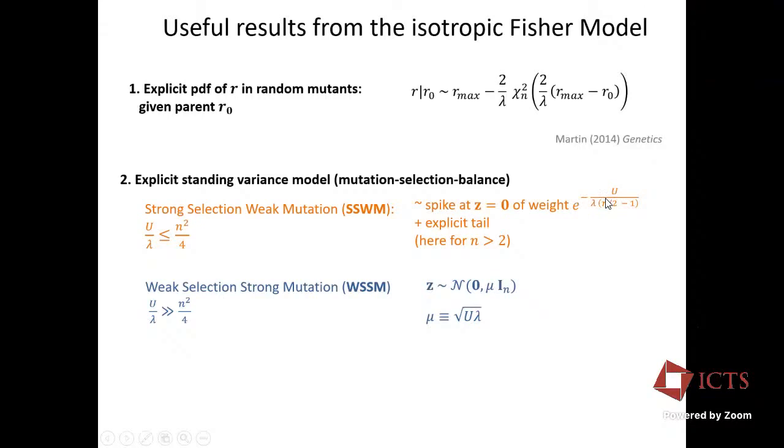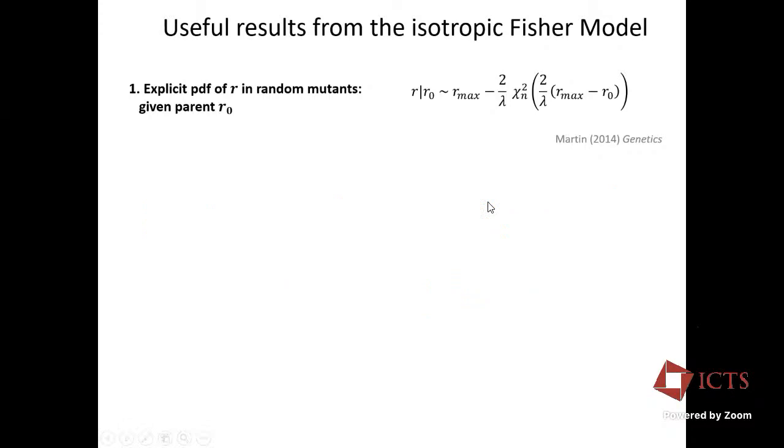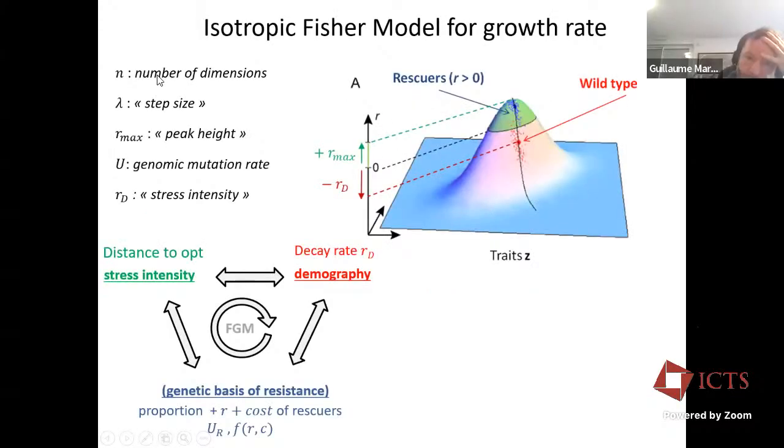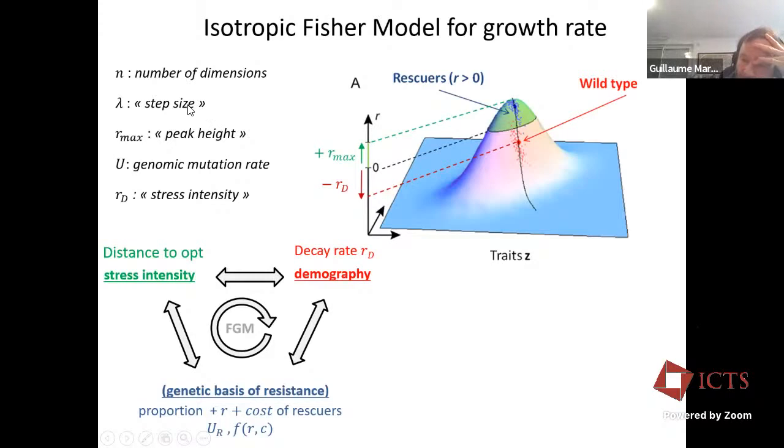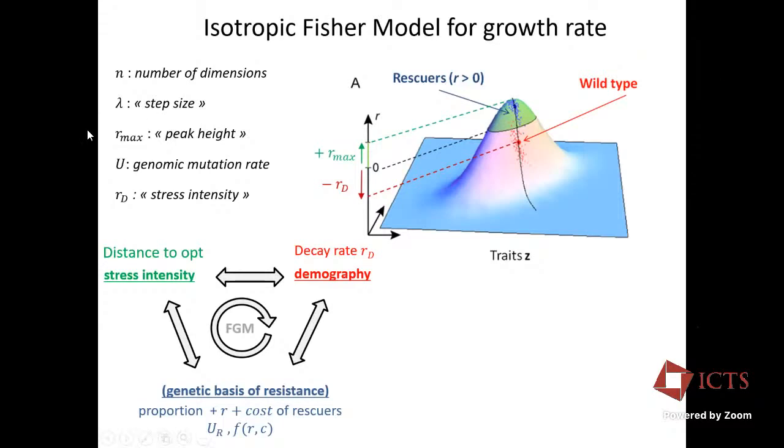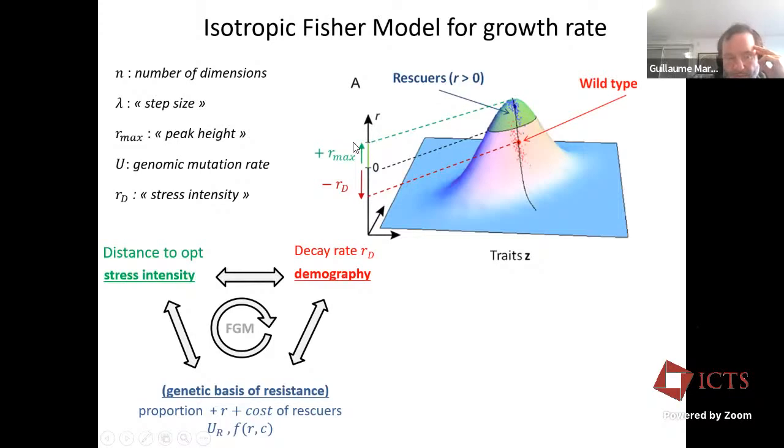Yeah, so Guillaume, I'm confused a bit. So N is what? This is the usual Fisher's geometric model? Is it N dimensional? Yeah, it's the number of dimensions of Fisher's geometric model. Lambda is the step size, meaning it's the variance that is produced by mutation on each trait. R max will be the peak height, how high you go in absolute growth rate. U would be a genomic mutation rate.